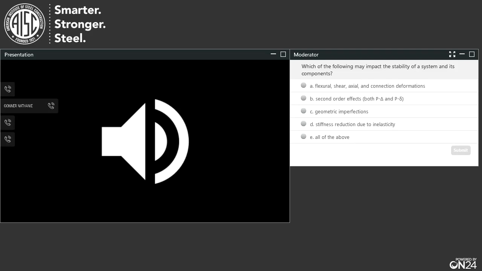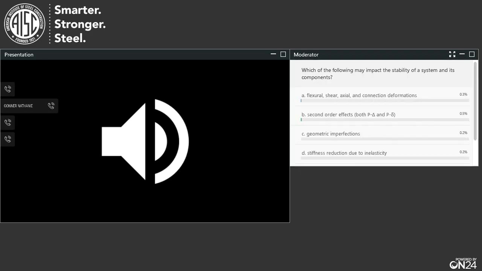All right, looks like the results are coming in, so I'm going to go ahead and close it. Ron, it looks like almost everybody thinks it's E, and pretty much a negligible number of people picked the other options. Did they get it right?